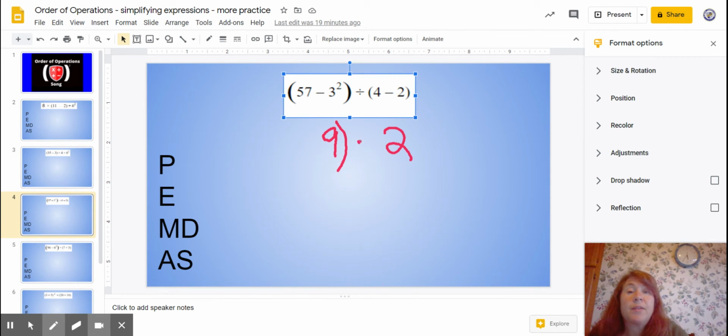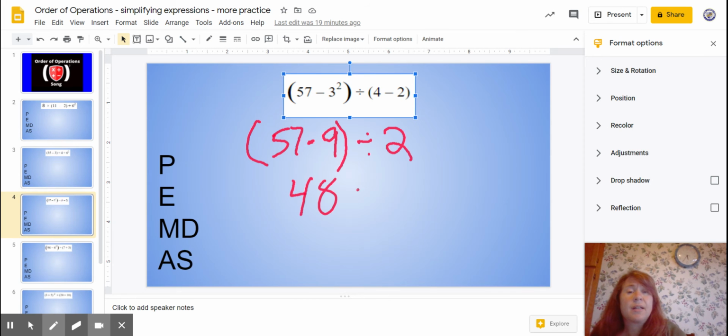Now I'm going to keep my parentheses because I still have a problem in there. So make sure you do this step when you're writing down. Don't try to do it all at once because we get our numbers mixed up and we lose track and end up with a wrong answer at the end. So you would want to have written down 57 minus 9 divided by 2. Now we're still working with parentheses because we haven't fully figured it out yet. We have to solve 57 minus 9. So when I get out my calculator and I type in 57 minus 9, I get 48.